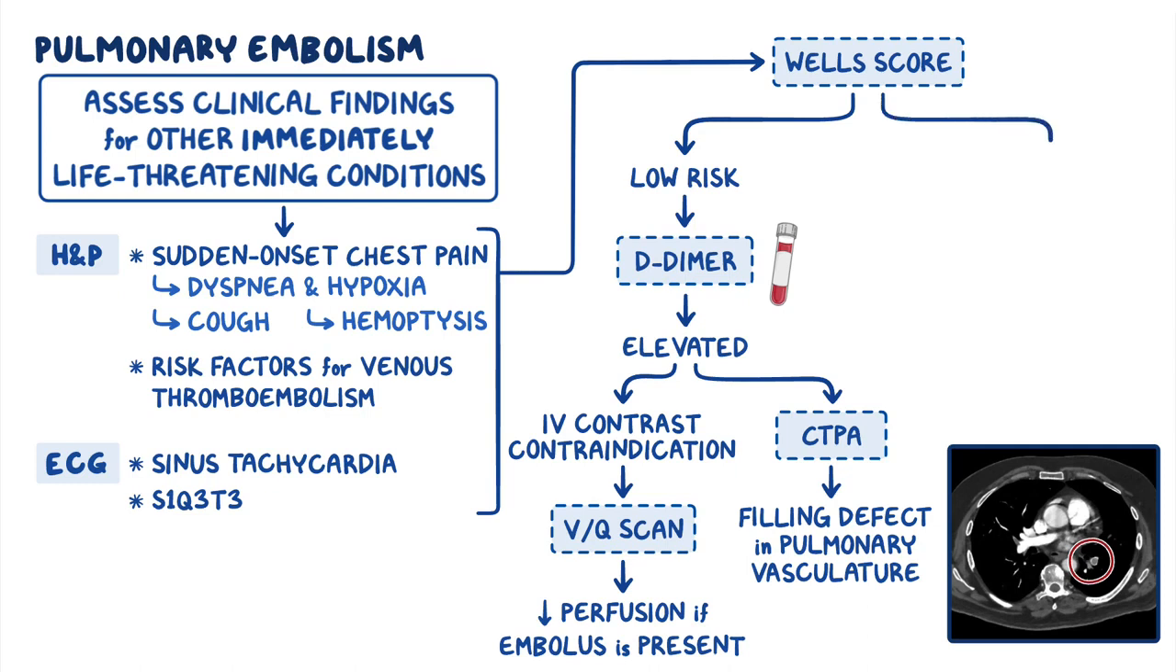What if the Wells score puts the patient at high risk for PE? In that case, the pretest probability for PE is very high, so you skip the D-dimer and go straight to CT pulmonary angiogram, or VQ scan.